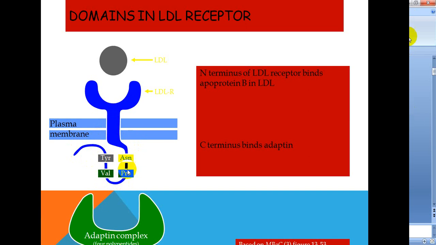In the C-terminal end, there is asparagine, proline, valine, and tyrosine, and it binds with the adaptin complex, because this adaptin complex will bind with the clathrin molecules, and without the help of clathrin molecules, LDL cannot be internalized. So whenever there is a mutation in this region, it cannot bind with the adaptin, and also the clathrin. And when there is no binding of adaptin or clathrin, it cannot move inside the cell.